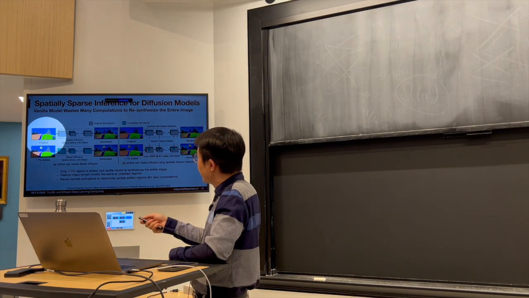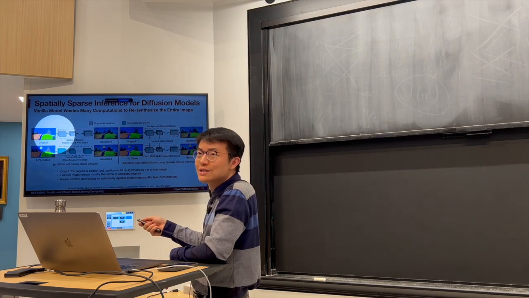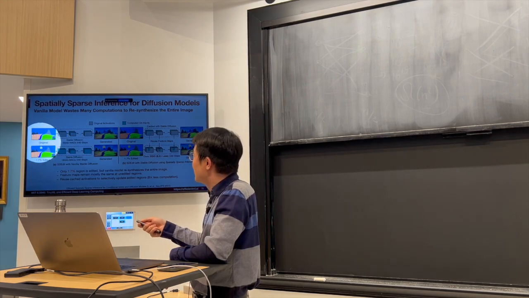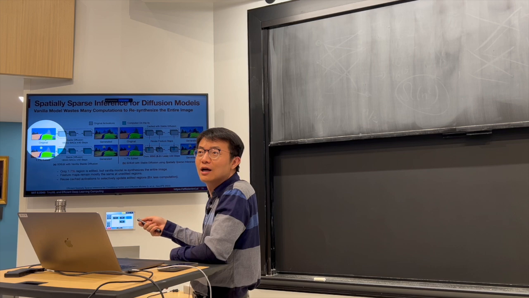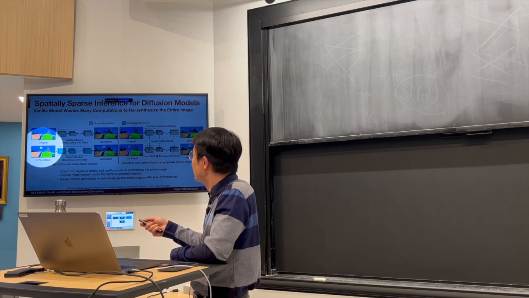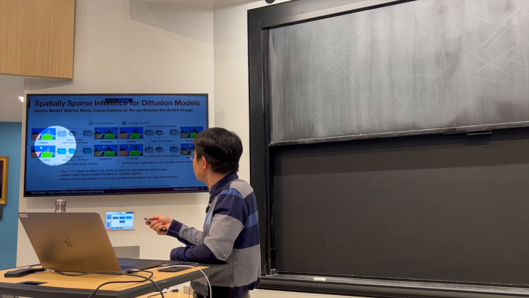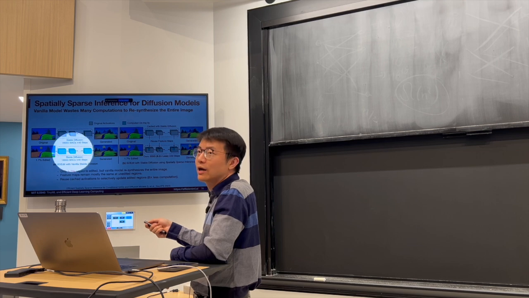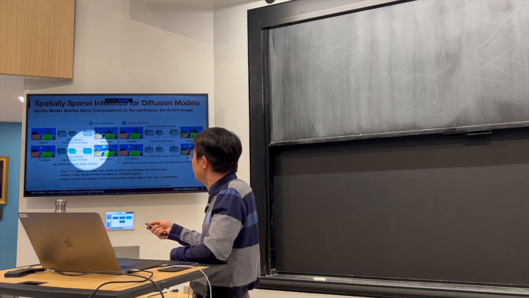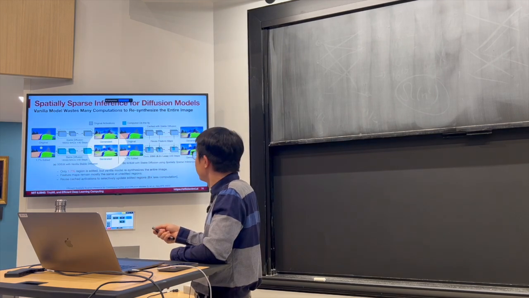Say, in this case, we only edited 1.7% of the pixels. You can tell where we edited. We only added a sun right here, which occupies less than 2% of the pixels. But the original Stable Diffusion has to go through the entire model and run convolution on the entire input image.